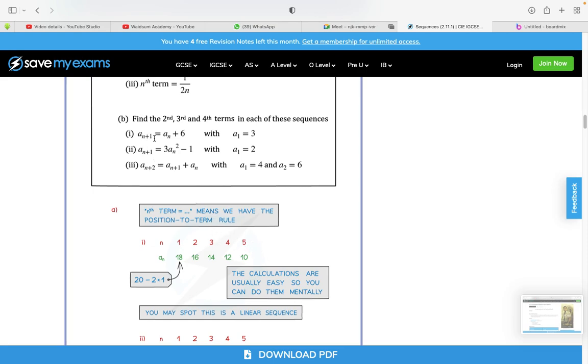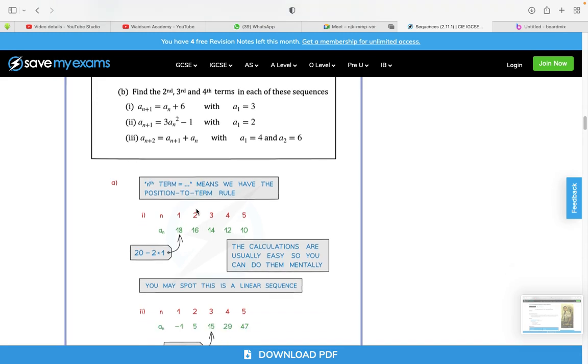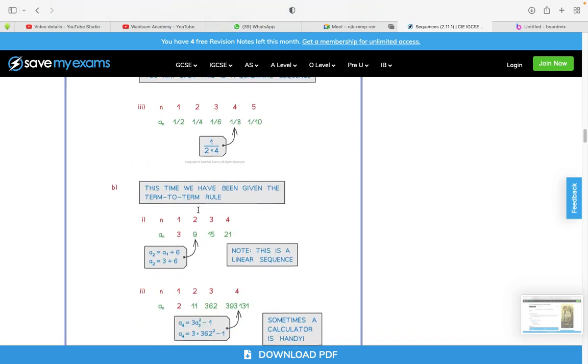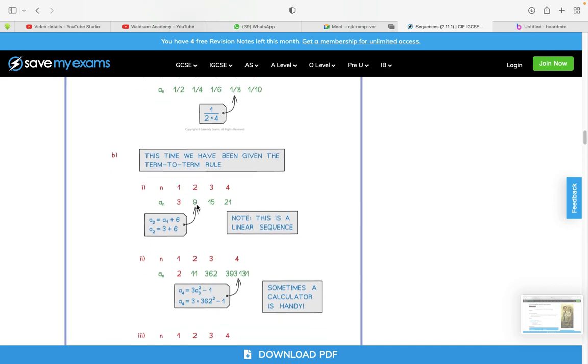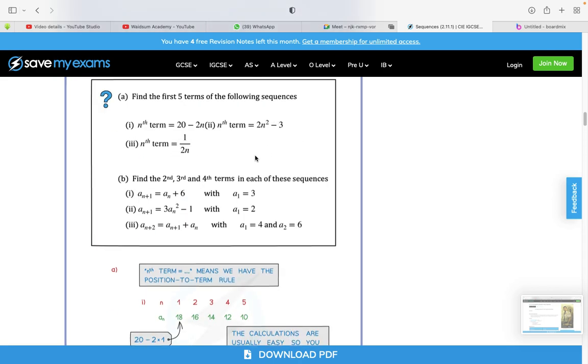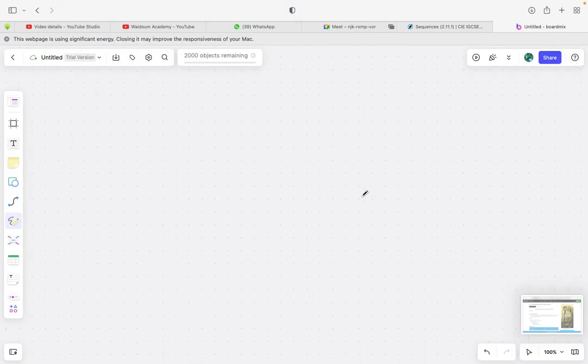So let's write A n plus 1. This is the formula for the term to term rule. The next one will be 9. What's the formula again? A n plus 1 equals A n plus 6, where A1 is 3. Okay, for the first one, B Roman figure 1, let's quickly handle that.